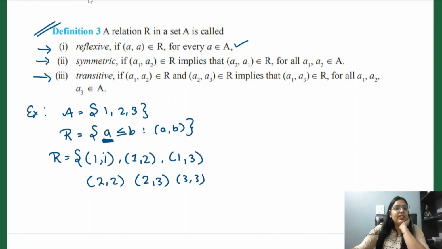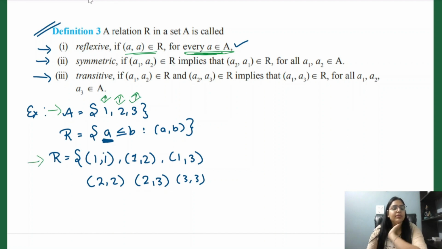Reflexive here shows that if we are talking about any element from the set, so what are the elements here? We have taken 1, 2 and 3. So if we take any element, its relationship with itself should exist. That means 1 comma 1, 2 comma 2 and 3 comma 3 should exist. Now can you guys check for this one? Can you see 1 comma 1, 2 comma 2 and 3 comma 3? I can. If you can also, that means it is reflexive.